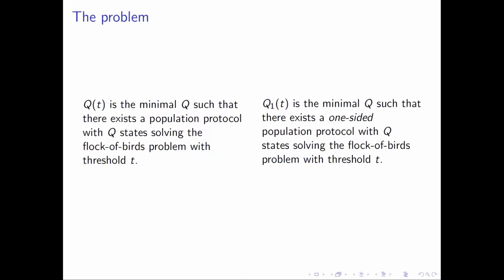So I will study the following two functions, well, mostly the right one. Q of T is the minimal Q such that there exists a population protocol which has Q states and solves the flock of birds problem with threshold T. And on the right, we have the same definition, but where we only take one-sided population protocols into account. So in this paper, we are actually interested in one-sided population protocols for the flock of birds problem. But of course, I will mention some results on Q of T as well, just for context.